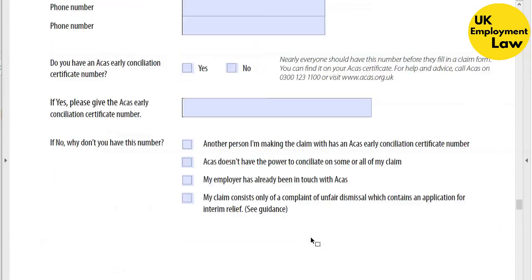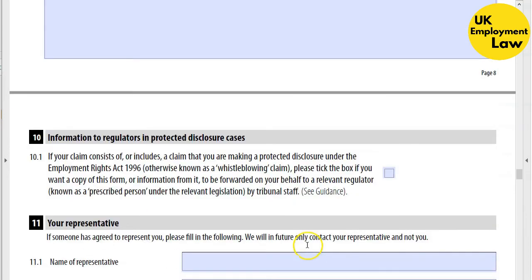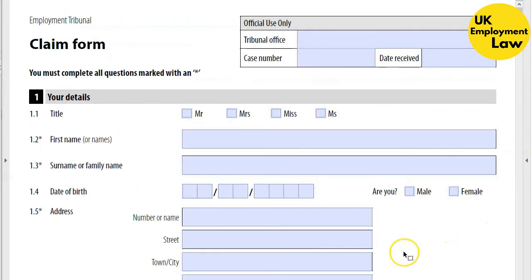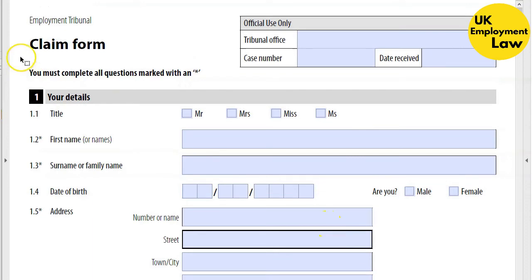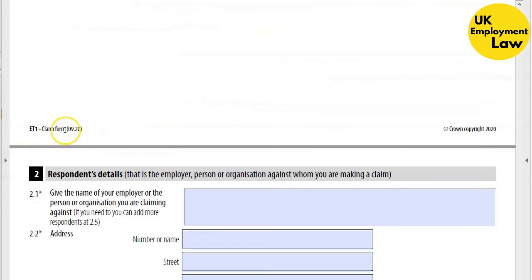Please note, when you submit your claim online, the final copy will look similar to this document and will be delivered to the employment tribunals in this format. But when you go to the online link, you will have to submit your claim form in separate sections, but the end result that will be delivered to the employment tribunals will look like this. The form consists of 15 sections. As you can see, the document is entitled Claim Form. At the bottom left-hand corner, you can see ET1 Claim Form.